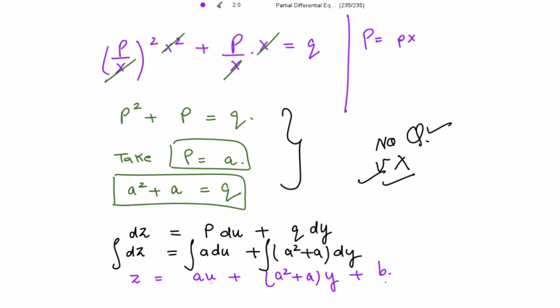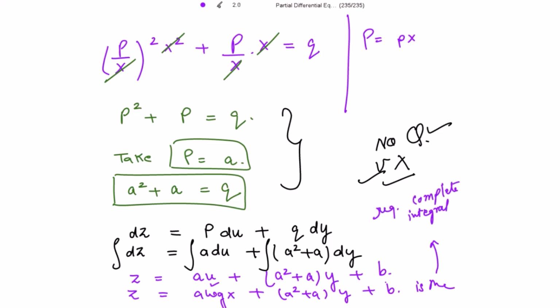And now putting back the value of u only, that is log of x. So z is equal to a log of x plus (a square plus a) into y plus the constant b, which is the required complete integral, I'm writing over here. Okay, thank you.